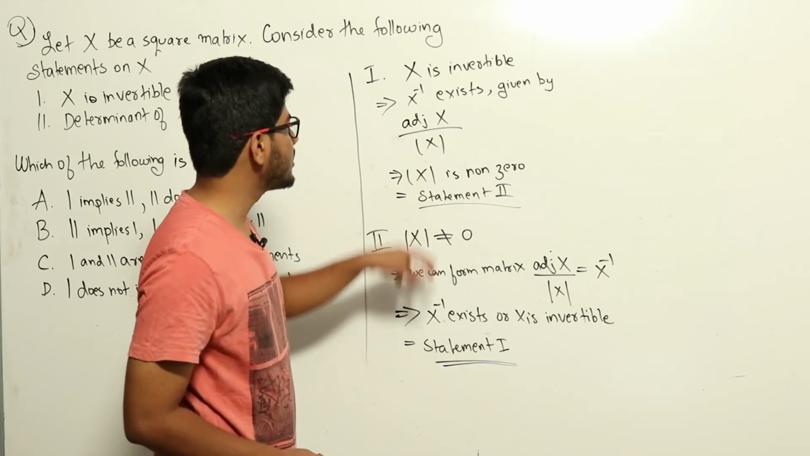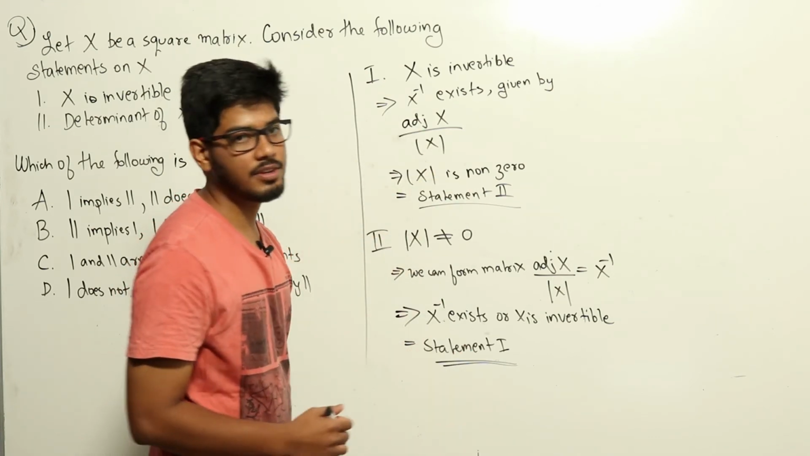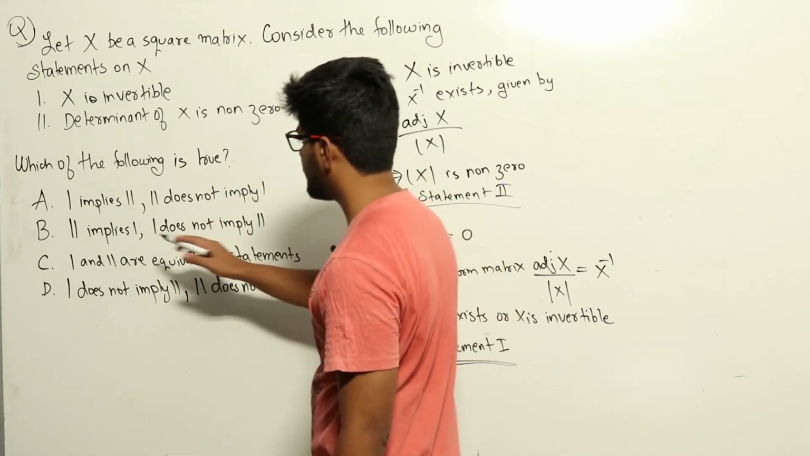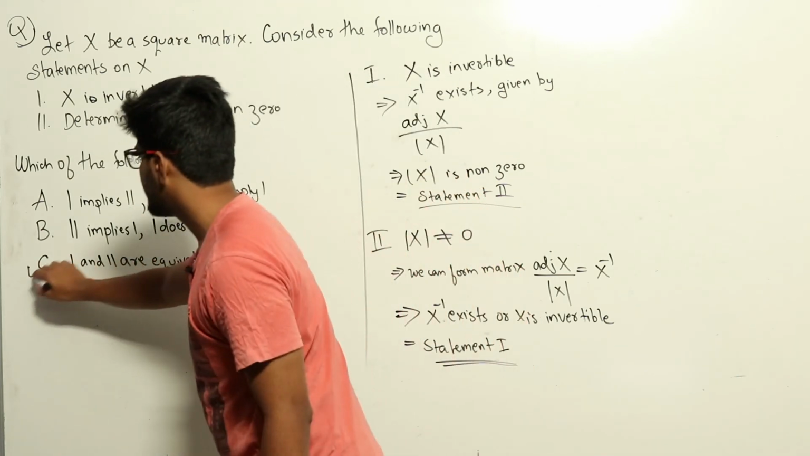So we see that from each of these statements we can conclude the other statement, which means both of these are equivalent statements. That is option C.